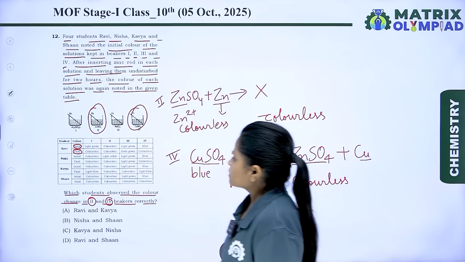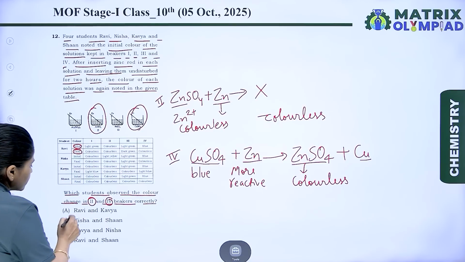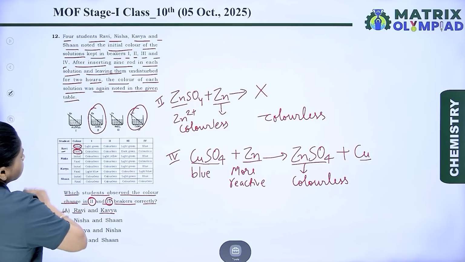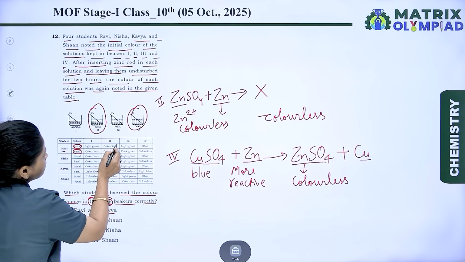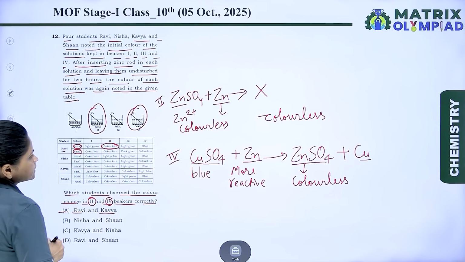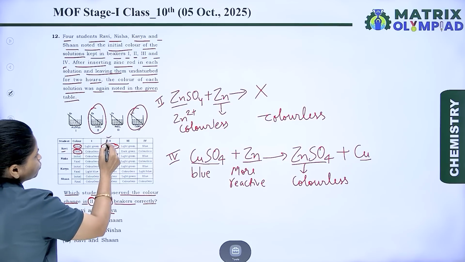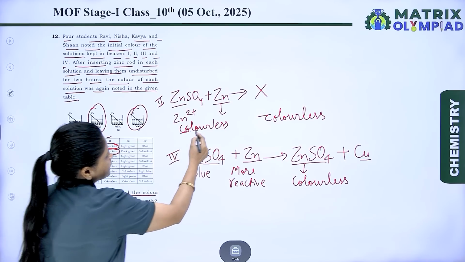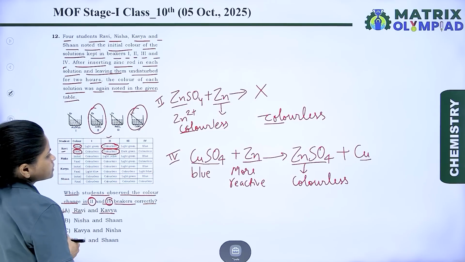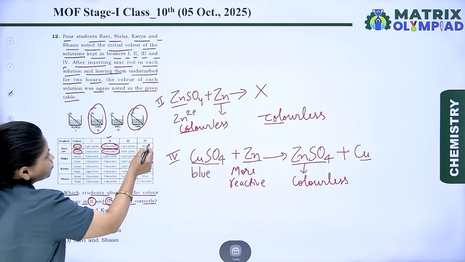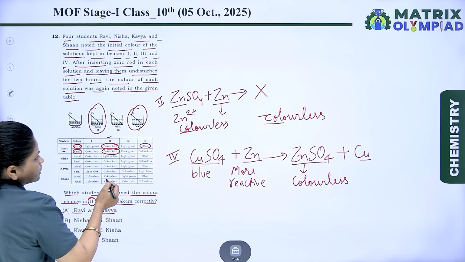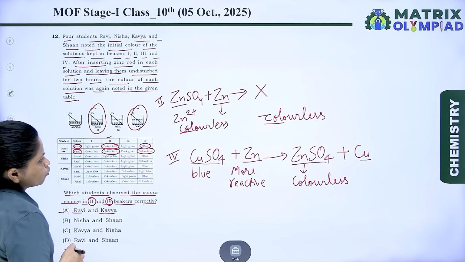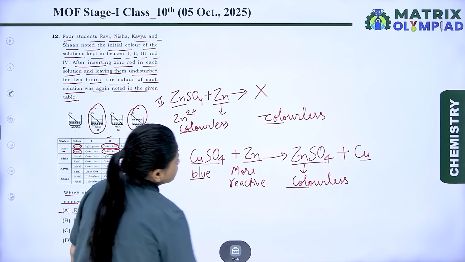Now check the options. A, Ravi and Kavya. Let's check. Ravi finds the initial color as colorless in beaker 2 and the final color is also colorless. That is true for beaker 2. And blue as the initial color and colorless as the final color in beaker 4. This is again true.